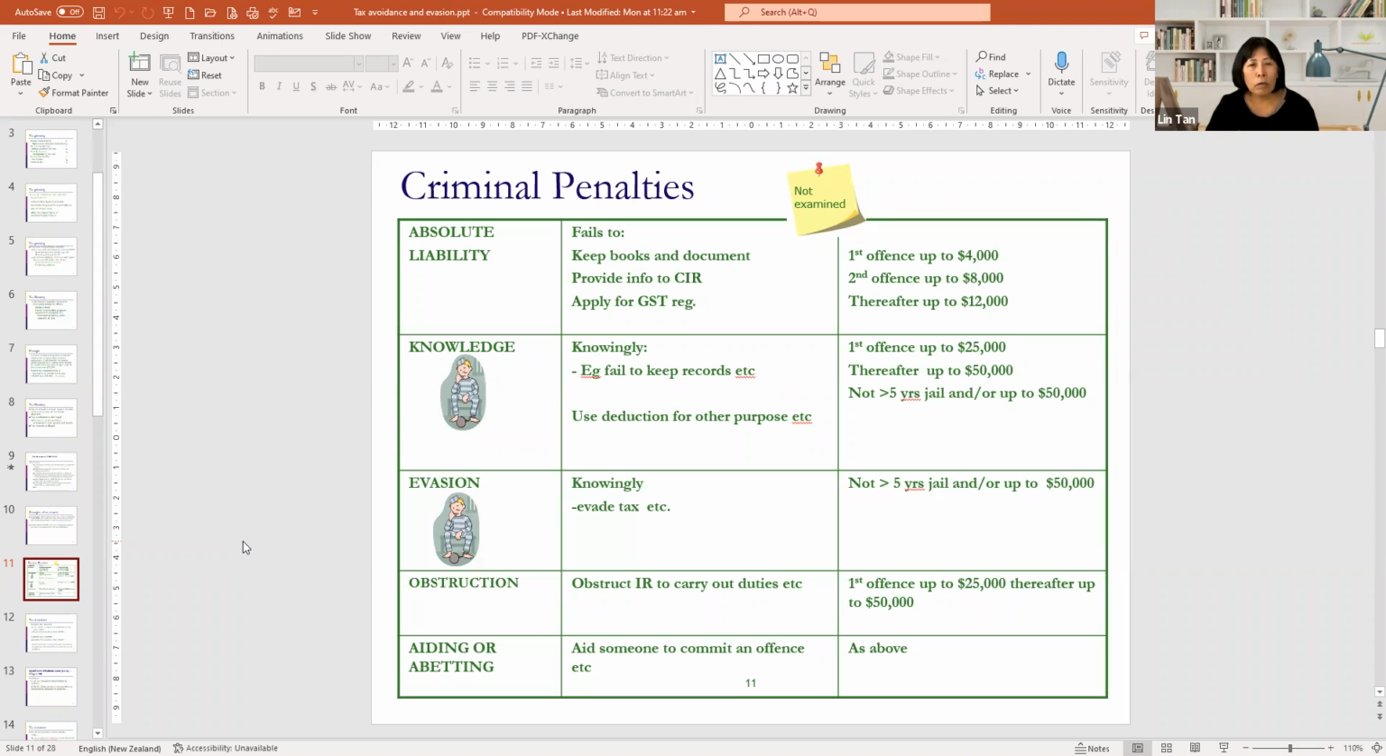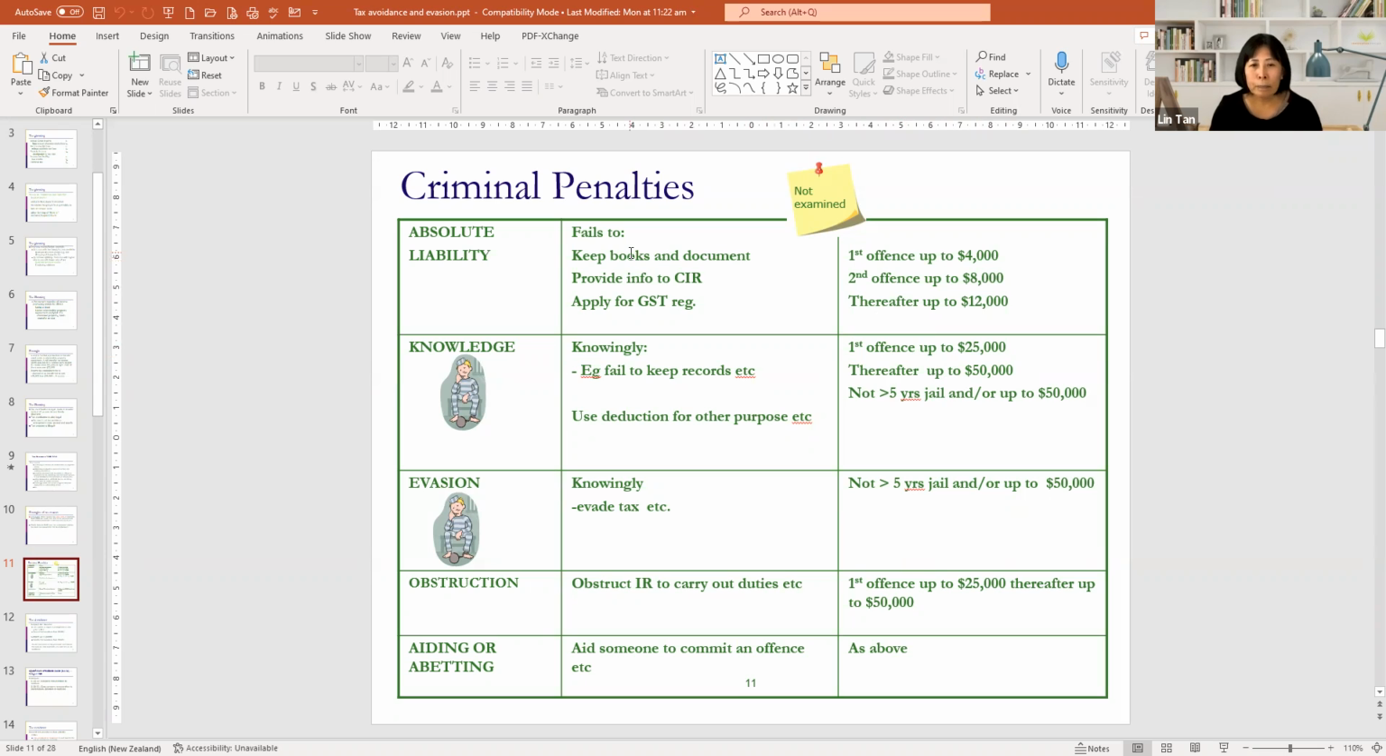If it's judged as a crime, then criminal penalties may be imposed. And criminal penalties are even more stringent. In some cases, the judge has the right to say that the person has to serve a certain number of jail terms. So under knowingly failing to keep records, for instance, there are fines involved, including jail terms.